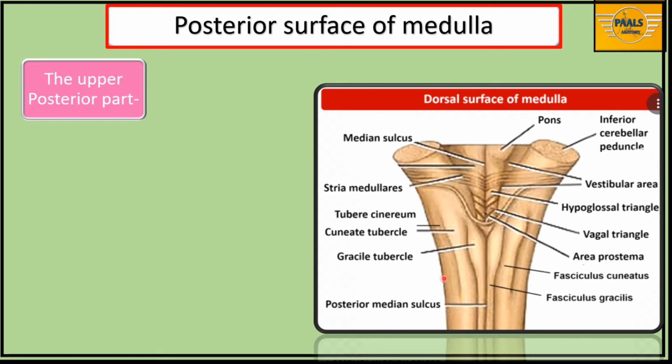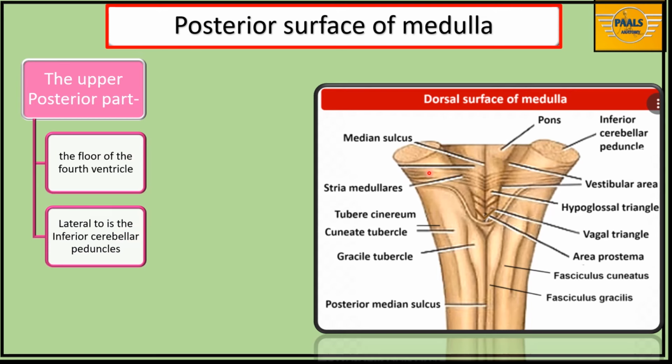In this upper part, we'll be seeing a triangular fossa here. This triangular fossa is forming the lower part of the floor of the fourth ventricle. By the side of this triangular fossa, we see these cylindrical bodies. These bodies are called the inferior cerebellar peduncle. These are the attachments of the medulla to the cerebellum. Now let's go to the lower part.